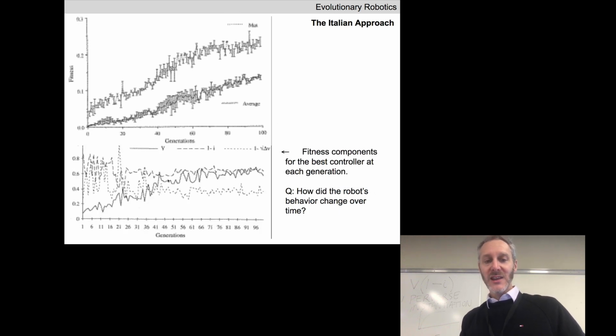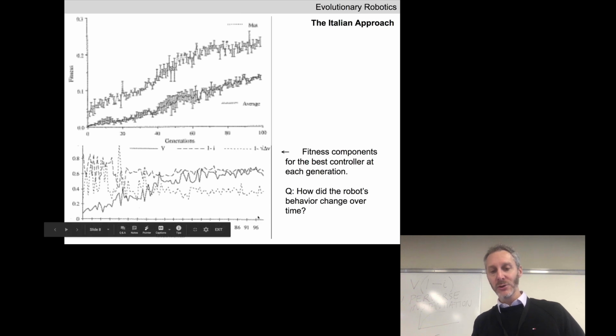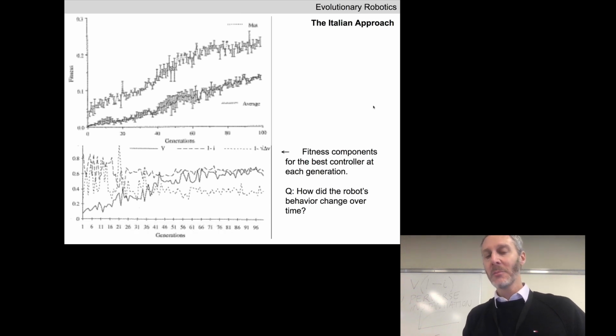Okay. Here is the same data, but now, again, we have evolutionary time on the horizontal axis, but now we've broken out the value of the 3 terms: v, 1 minus I, the dashed line, and 1 minus square root of delta v, the dotted line. How did evolution, in this case, go about trying to reconcile these 3 terms? Did the evolutionary algorithm improve all 3 elements of the behavior at the same time?